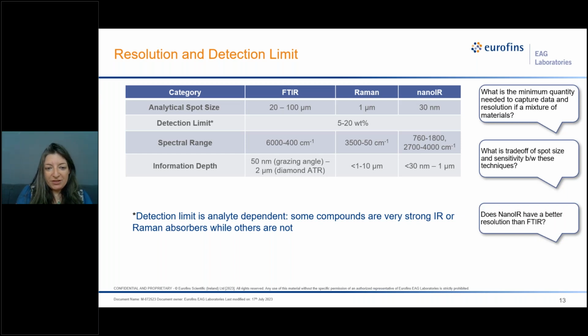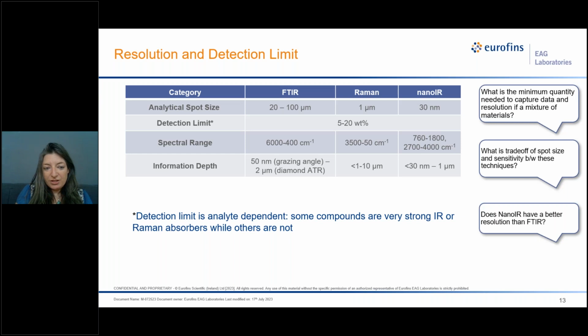Okay, so again, a lot of questions came in about detection limit and resolution. So we put together this chart for you comparing the three techniques. As mentioned earlier, for the analytical spot size with FTIR with the microscope, you can achieve about 20 microns to about 100 microns. And then with different accessories, you can do millimeters spot size. For Raman, it's about 1 micron. And for NanoIR, it's 30 nanometers.